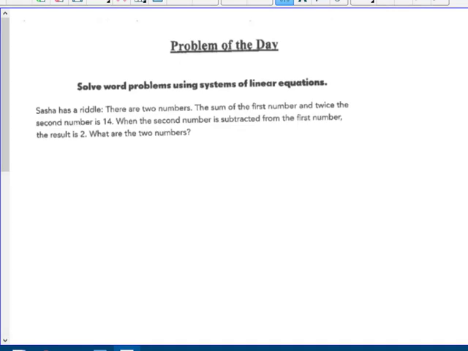Of the day on page 29 in your packets. Solve word problems using systems of linear equations. So you're going to see this in the video. I would like you to try this question. I'm going to give you a couple hints.